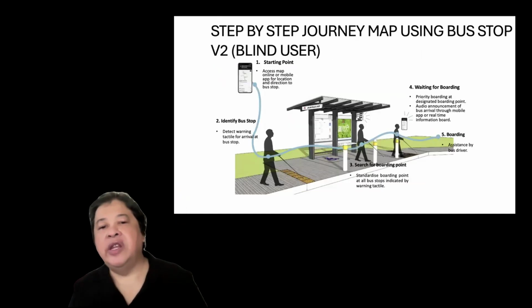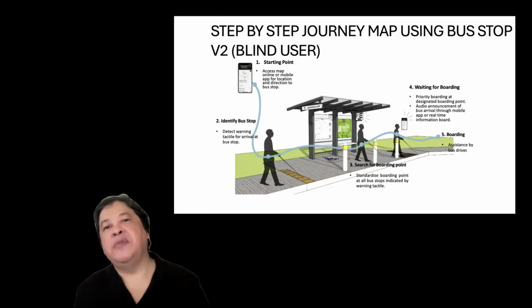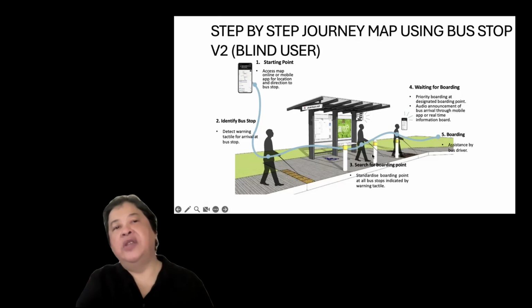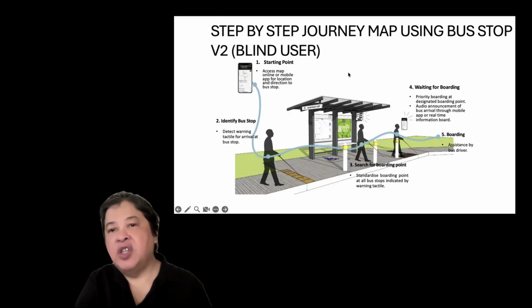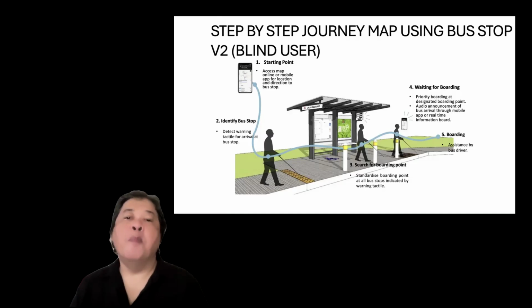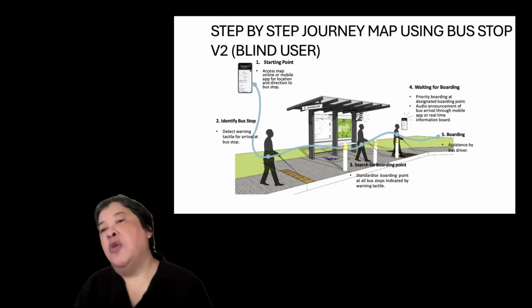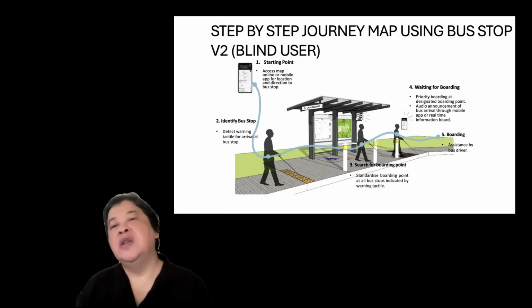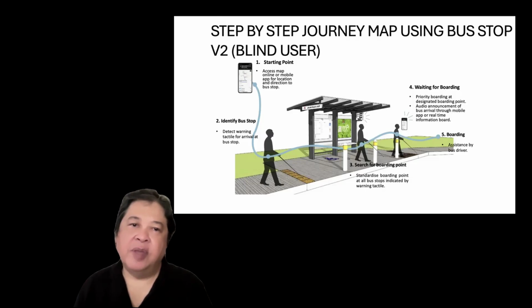So this is an illustration of how step-by-step journey map using bus stop for the blind user for version number 2, where you have already an access map online or a mobile app for the location and direction to the bus stop. So we would think that Google Map has this information, but later I will describe to you what more information that you need when it comes to a wheelchair user and other users who need specific information for them to help through the journey.